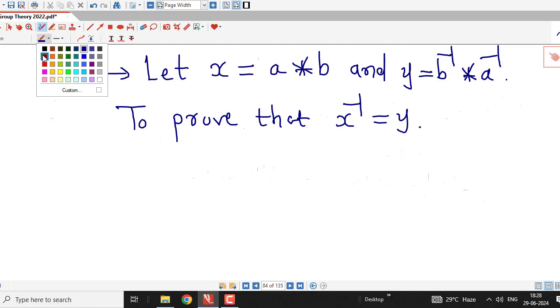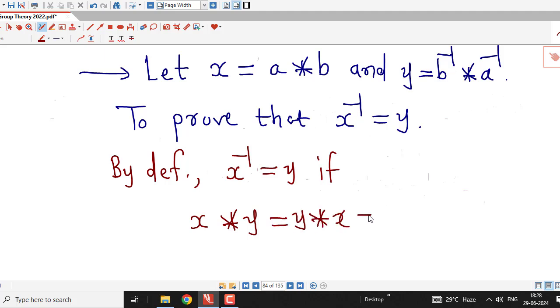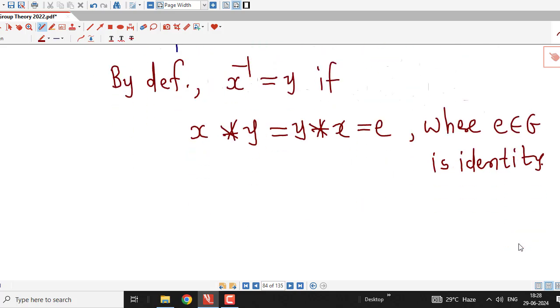Now by definition, if we recall the definition of inverse, by definition X has inverse Y if X star Y equal to Y star X equal to identity element, where this E belongs to G is identity of group G. So this I have to prove.